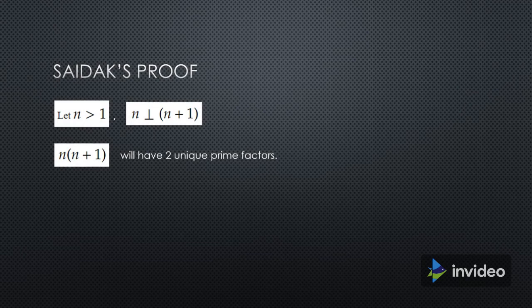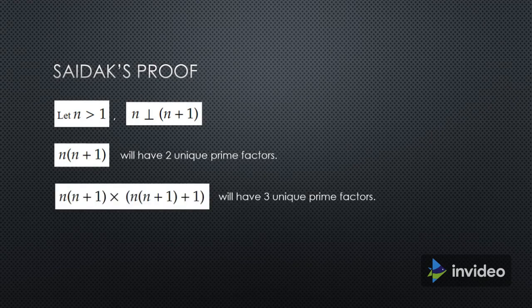But if you do a recursive call of this proof onto itself, you can get the product n times n plus 1 multiplied by n times n plus 1 plus 1. And this will give you another product, this time with three unique prime factors. And Saidak's proof is beautiful because, again, you can do this as many times as you want for infinity. Literally, you can keep going and nothing is stopping you. And because each iteration gives you a unique prime factor, and because you can do this an infinite amount of times, it proves that there is an infinite amount of prime numbers.